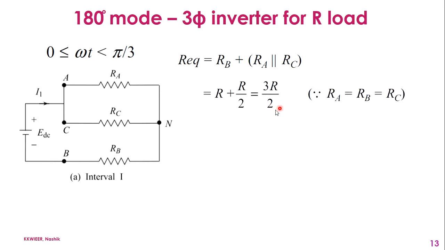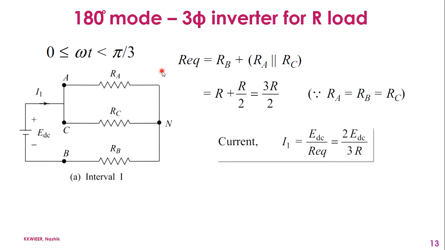So if this is the R equivalent and the DC source is EDC, what will be the value of I1? EDC upon R equivalent. So I1 is given as EDC by R equivalent, which is equal to 2 EDC by 3R. Substituting the value of R equivalent 3R by 2, we will get the expression for current I1.